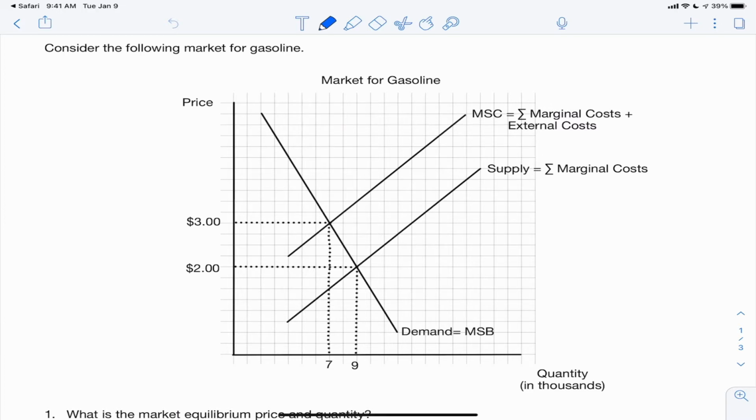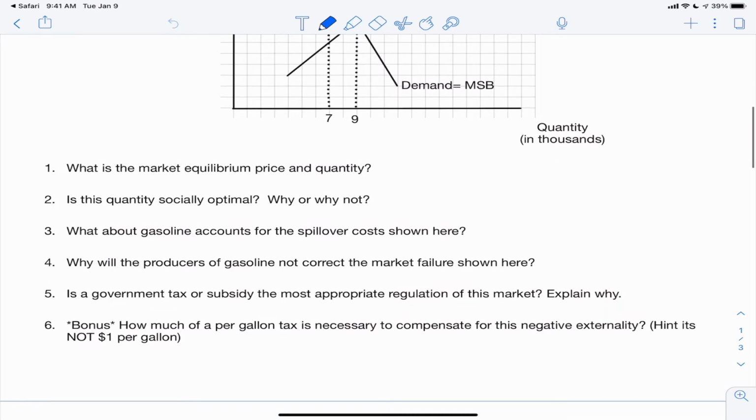So our first question is asking us, what is the market equilibrium price and quantity? The market equilibrium price and quantity are not going to consider the externalities, and so are just simply going to be the intersection of supply and demand. So that's taking place at a price of $2 per gallon and a quantity of 9,000 gallons. Simply the intersection of the supply and the demand curve.